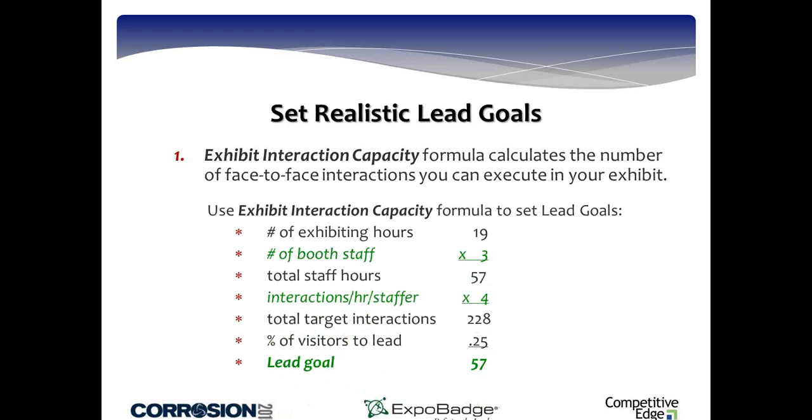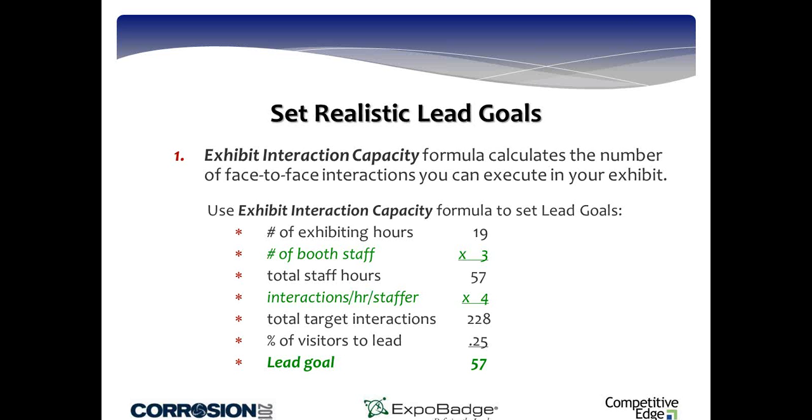Corrosion has 19 exhibiting hours. How many people are going to be in your booth on average consistently over those 19 hours? Write that number. In my example, 3. Multiply those 2 together and you have your total staff hours. That is your capacity for interaction.